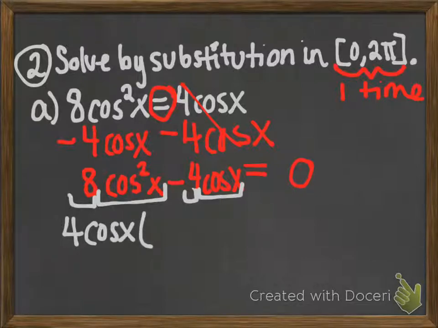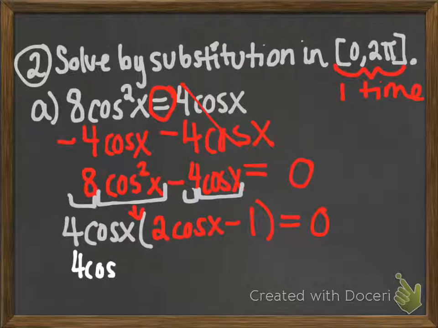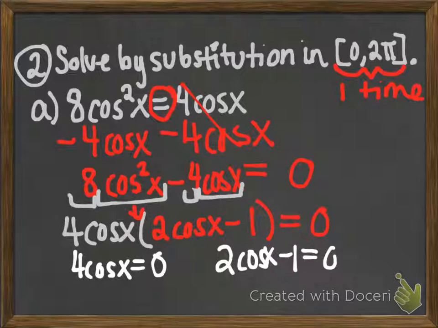And then that would leave me, if I divided by 4 cosine x, 2 cosine x in that first one left over, and I would have just a 1 for that last one. So I'm taking out that common factor, the greatest common factor. And then from here, because they're now multiplication, I can just solve each one individually like I did on the last one. So I can take 4 cosine x and set it equal to 0, and 2 cosine x minus 1 and set it equal to 0.